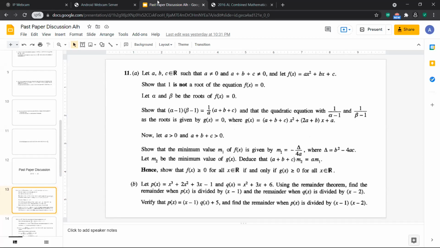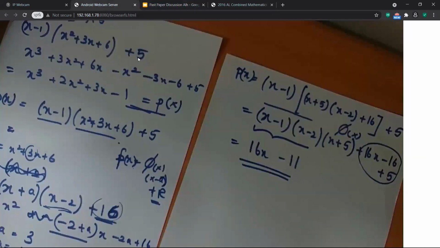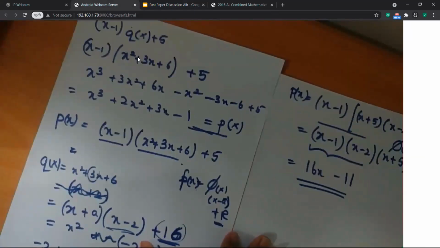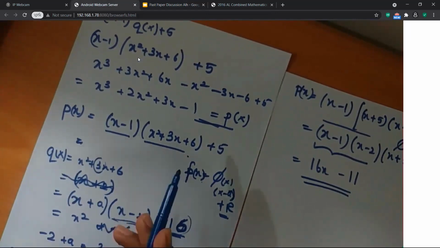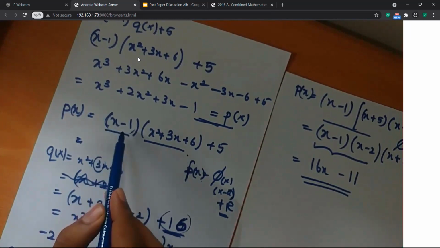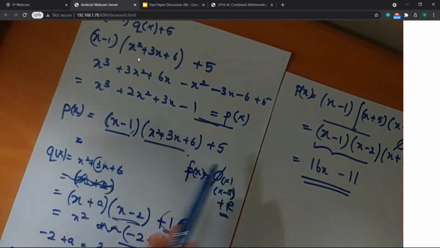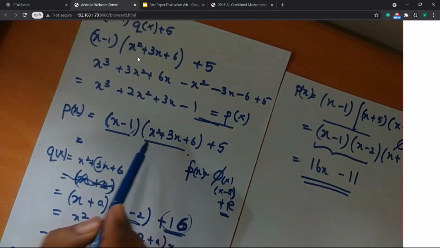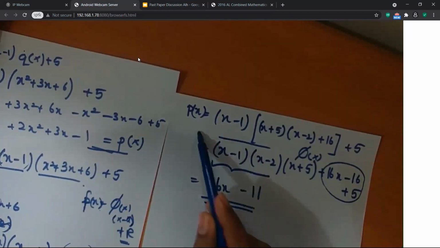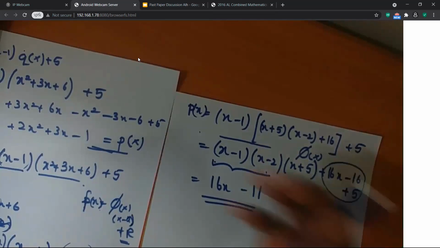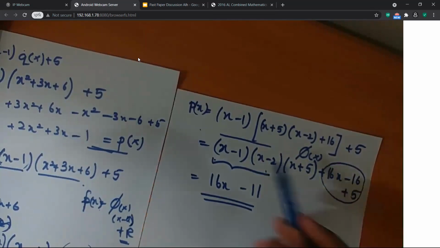Once again, I'll explain what I did. What we needed to do was find the remainder when p(x) is divided by (x minus 1)(x minus 2). We already knew when it's divided by x minus 1, it's like this. So can we also take this q(x) in the format? We need the answer in this format: p(x) is equal to (x minus 1)(x minus 2) times something plus the remainder. If we can get it in that form, we can get the remainder.